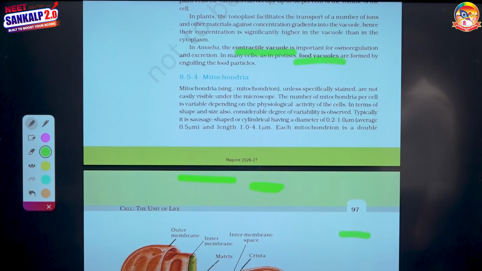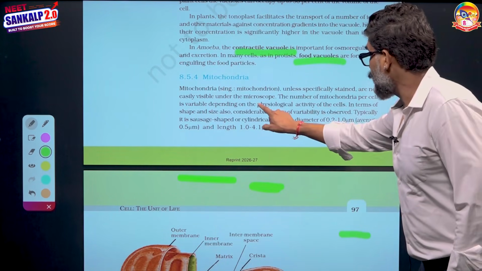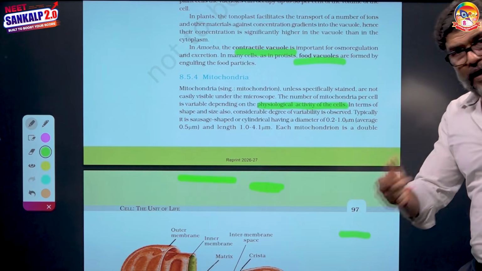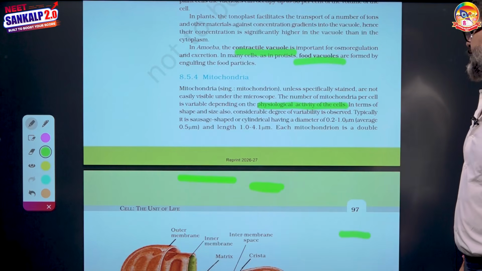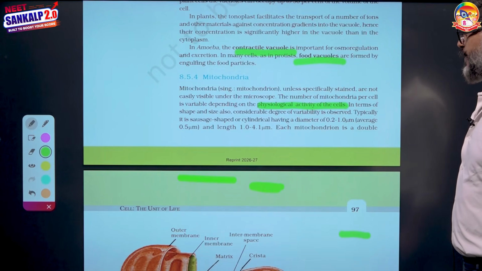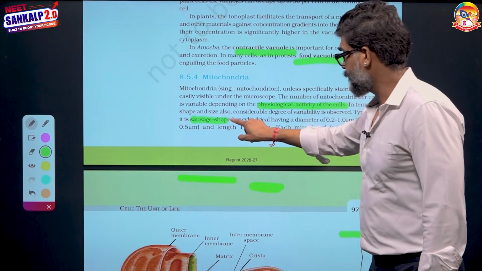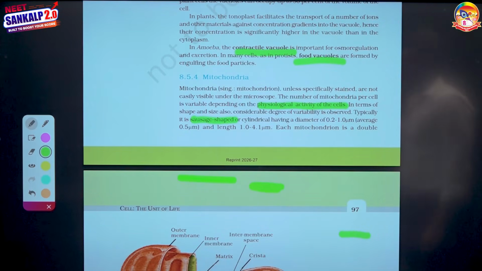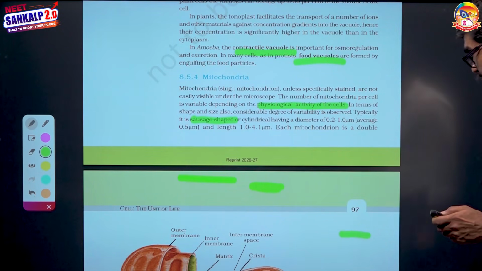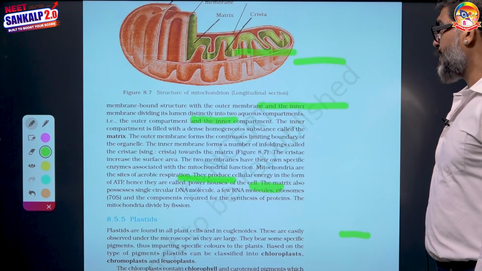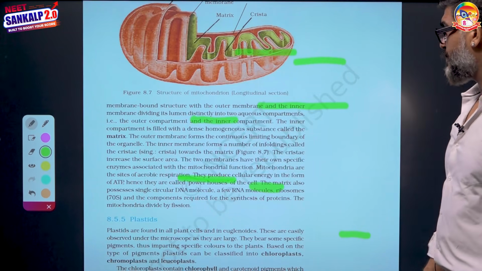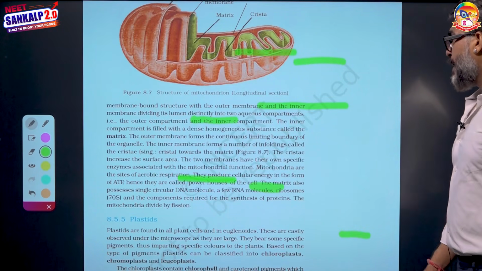The number of mitochondria per cell is variable depending on the physiological activity of the cell. If the cell is more active physiologically, more mitochondria would be there. In terms of size and shape, a considerable degree of variability is observed. Typically, it is sausage shaped, that is, cylindrical, having a diameter of 0.2 to 1 micrometer and a length of 1 to 4.1 micrometer. I repeat again, the dimensions should be memorized properly. It is a double-membrane-bounded structure, with an outer membrane and an inner membrane dividing its lumen distinctly into two aqueous compartments, the outer compartment and the inner compartment.